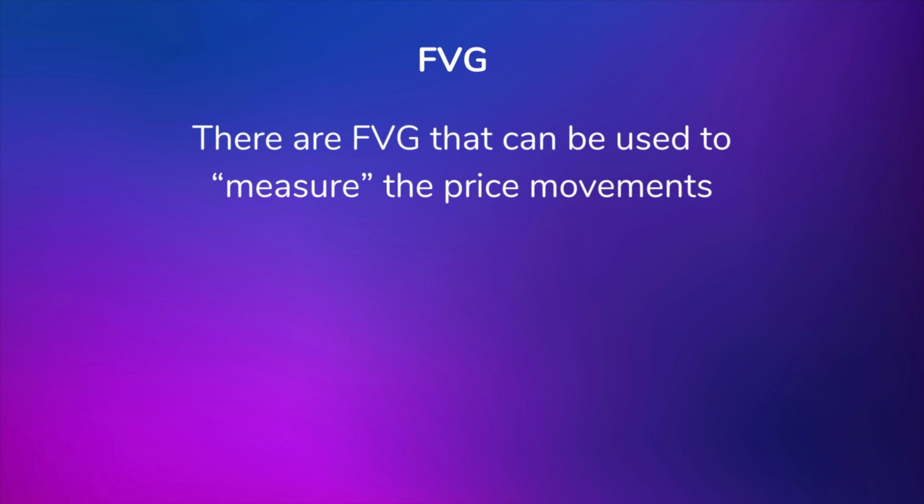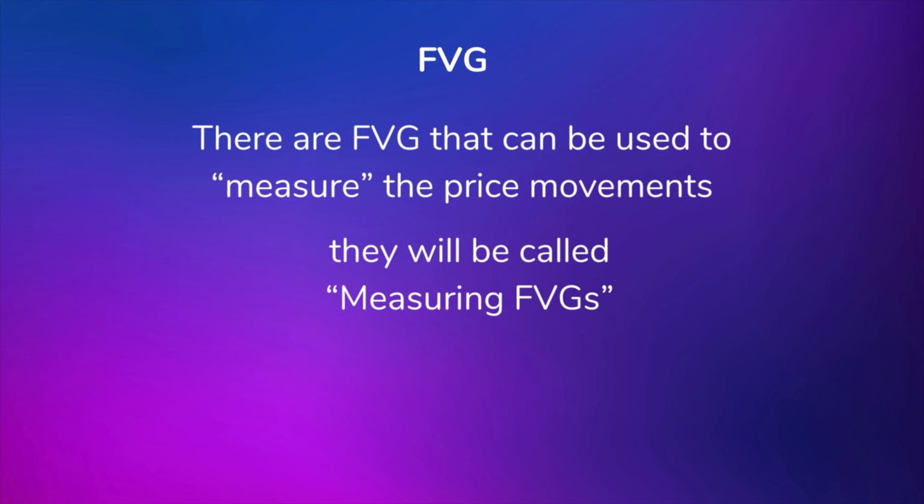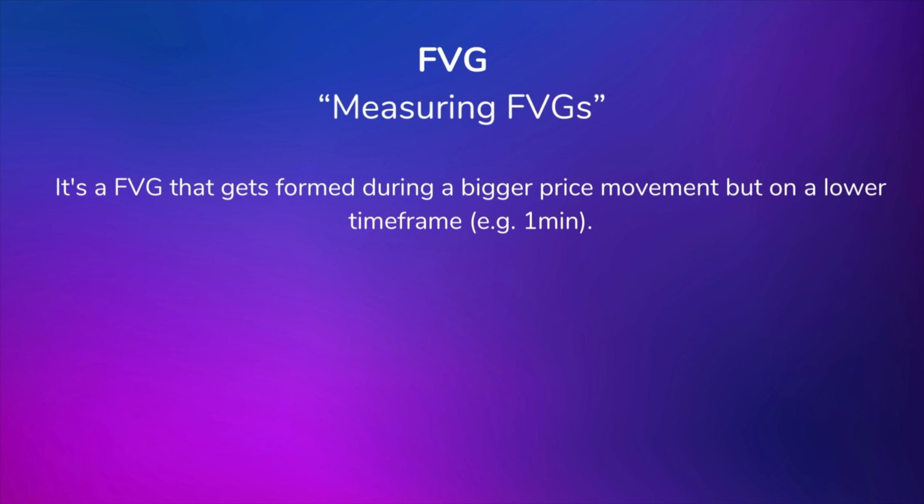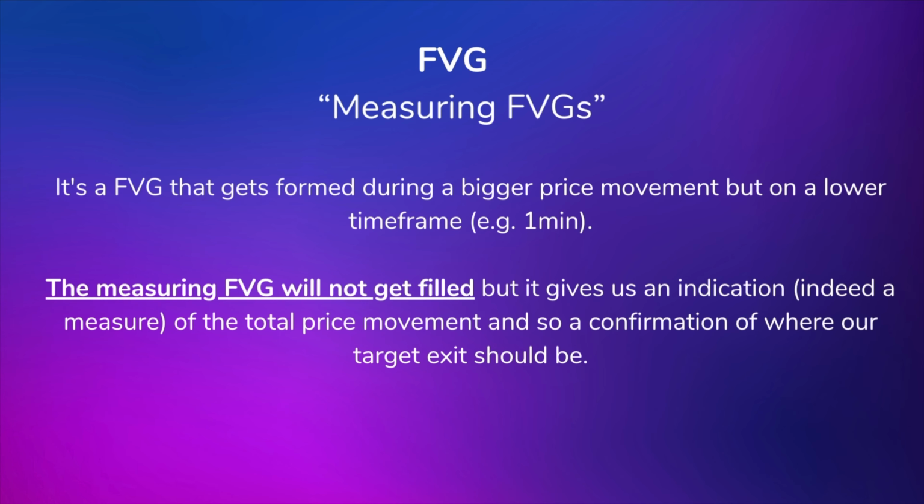There are fair value gaps that can be used to measure the price movements. They are going to be called measuring fair value gaps. A measuring fair value gap is a fair value gap that gets formed during a bigger price movement but on a lower time frame, such as the 1 minute time frame. The measuring fair value gap will not get filled, but it gives us an indication, a measure of the total price movement, and so a confirmation of where our target exit should be.